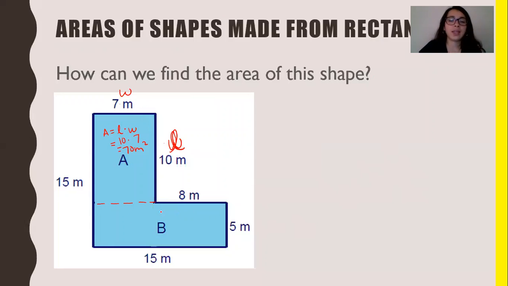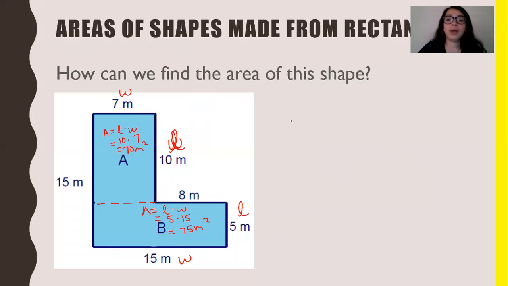And then when I look at my shape B, so I know that how long is this shape, or the width? The width is 15 meters. It's all of this. How long is it? It's 5 meters. So again, I also do area is equal to length times width. So I know that my length is 5, my width is 15. When I multiply that, that is 75 meters squared.